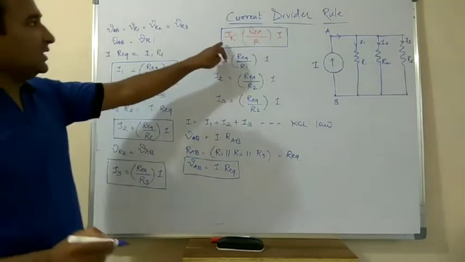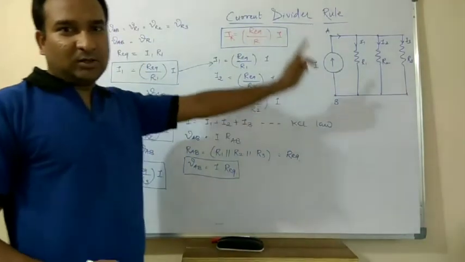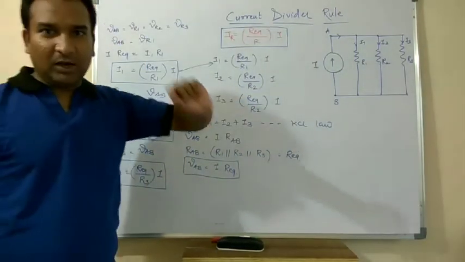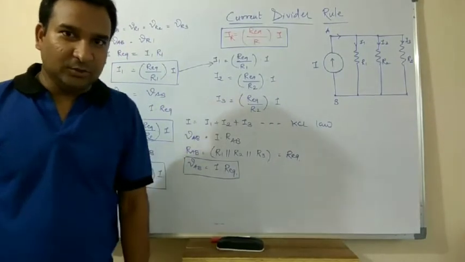So the current divider rule is applicable only to a parallel combination of resistors. It is used only for parallel combinations of resistors. Clear? Thank you.